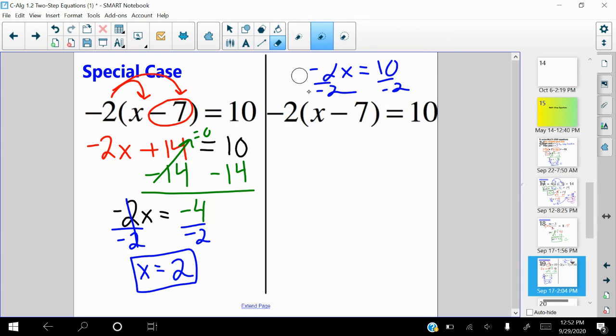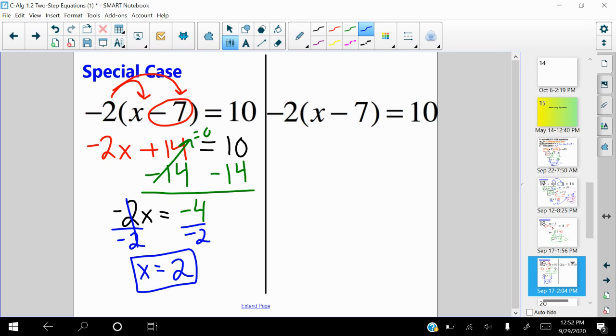Well, we can apply that example problem to our problem. I have -2 times the quantity of x minus 7. And as we showed on the left-hand side, we multiplied all inside of that. So we actually can divide by -2 if we wanted to. So now we get x minus 7 is equal to -5. And now we have a 1-step equation.